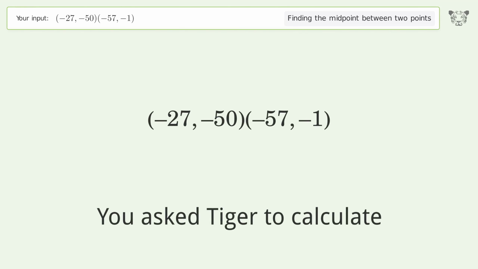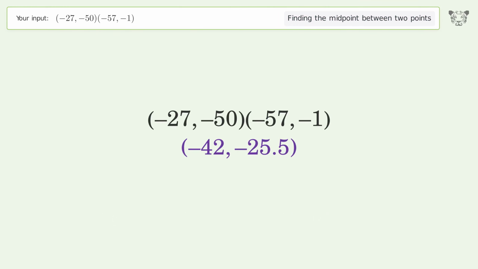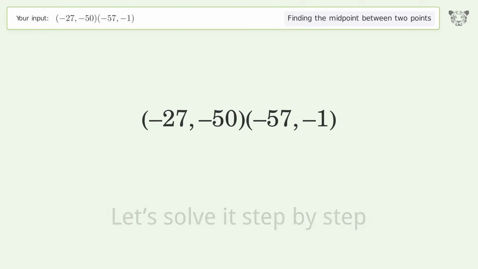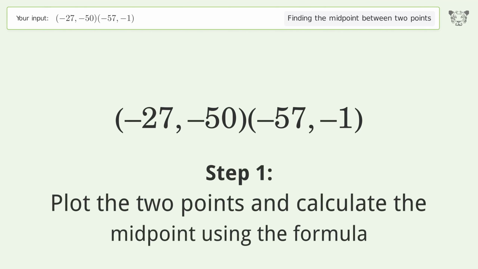You ask Tiger to calculate. This deals with finding the midpoint between 2 points. The midpoint between the 2 points is -42, -25.5. Let's solve it step by step. Plot the 2 points and calculate the midpoint using the formula.